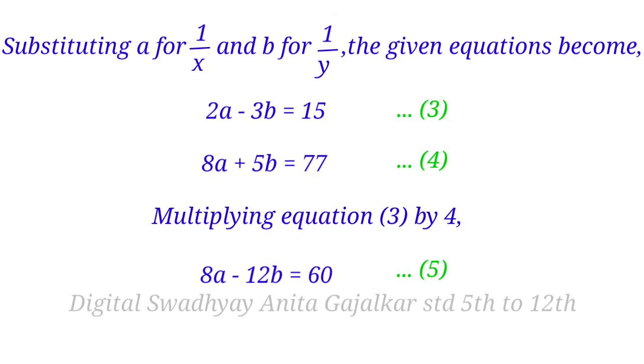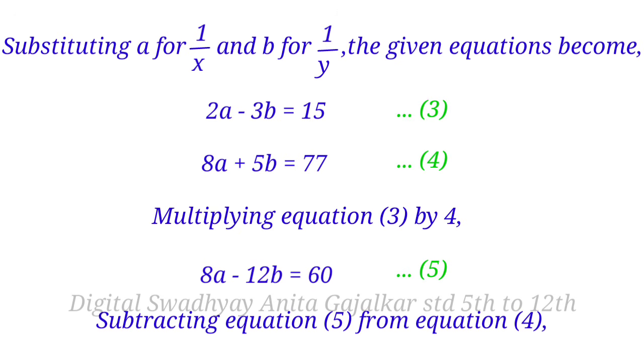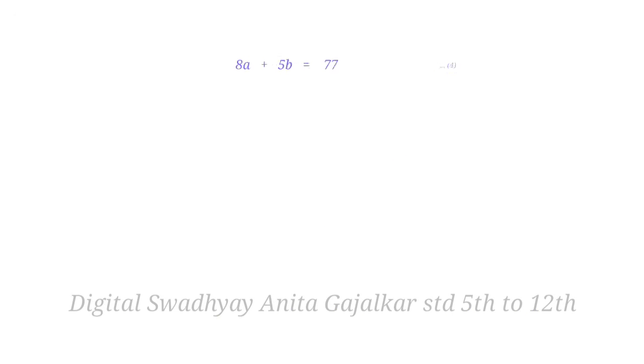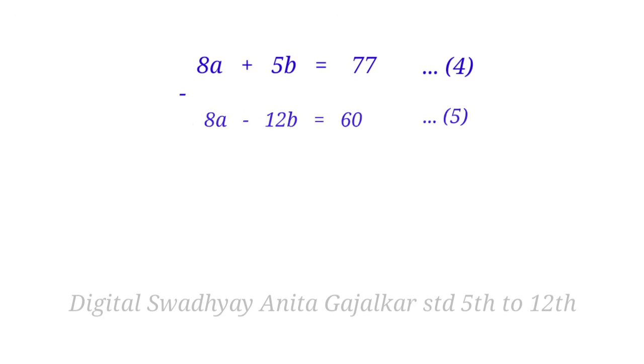अभी यहाँ पर इक्वेशन फोर्थ एंड फिफ्थ में a के कोएफिशिएंट सेम हो गए हैं, उनके साइन भी सेम है. अब हम यहाँ पर इक्वेशन 4 में से इक्वेशन 5 माइनस करेंगे, जिससे a 0 हो जाएगा और b की वैल्यू निकलेगी. Subtracting equation 5 from equation 4. 8a plus 5b equal to 77 minus 8a minus 12b equal to 60. यहाँ पर हम सब्सट्रैक्शन कर रहे हैं, इसलिए इक्वेशन 5 के साइन चेंज हो जाएंगे.